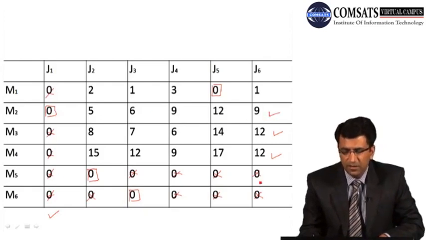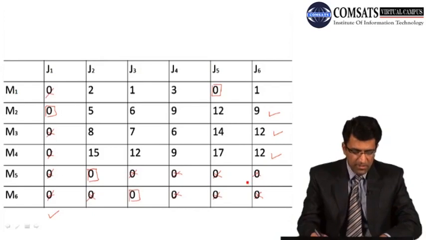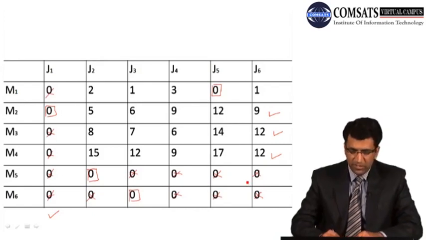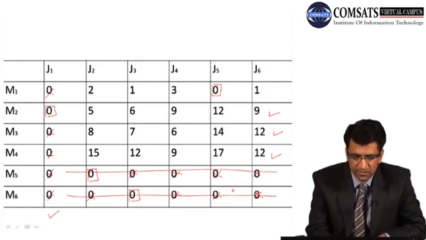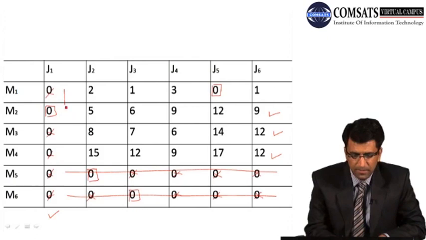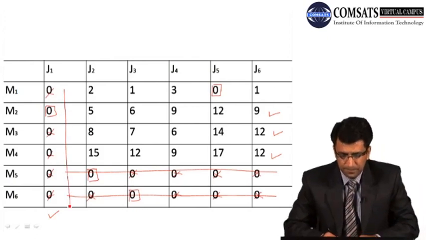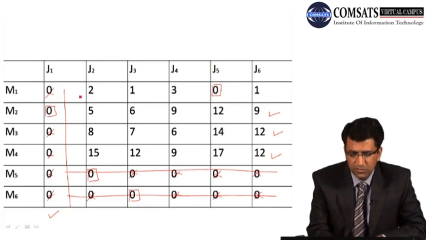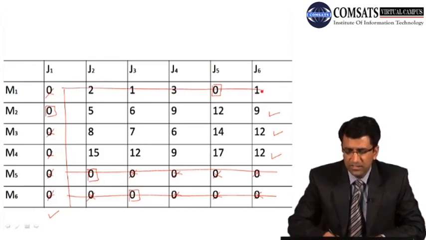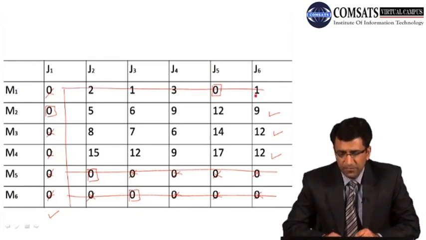So after that ticking, you'll have to draw lines on the unticked rows and the ticked columns. So these are the unticked rows, and this is the ticked column. This is also an unticked row. So class, again you can see that there are 4 lines drawn, and again we have 4 particular assignments. So it means you are going right.